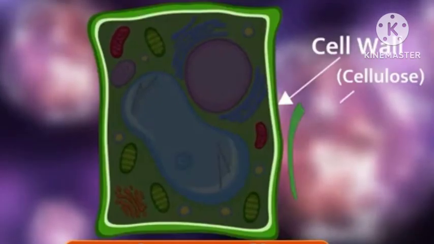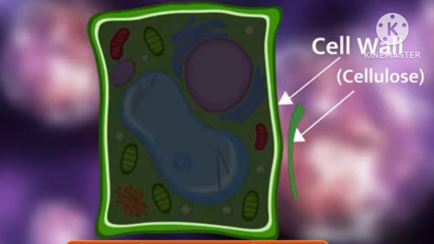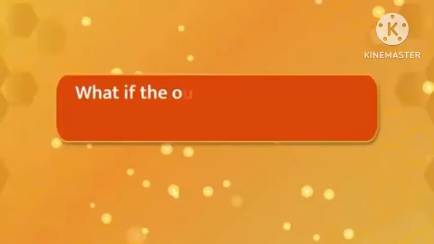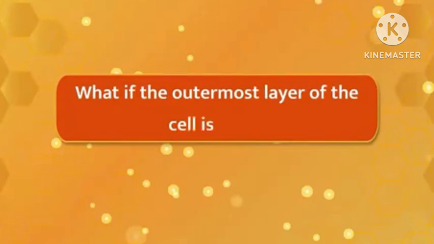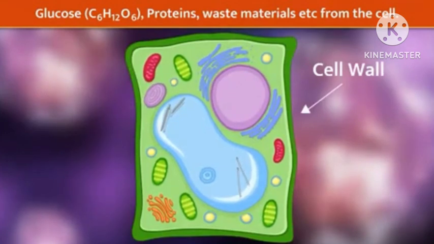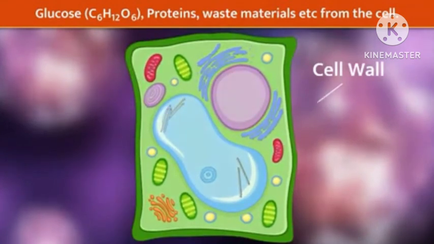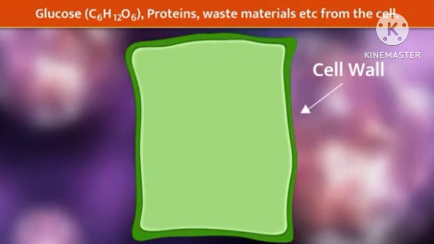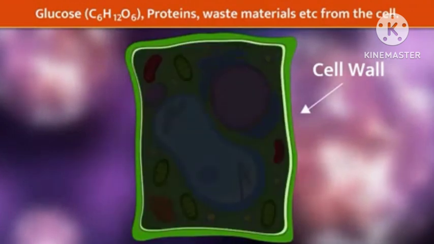Now this rigid cell wall is made up of cellulose. What is the use of this cellulose, and why is the cell wall, the outermost layer of the cell, rigid? What is the purpose of this rigidity? This cell wall allows only the movement of oxygen and carbon dioxide, whereas glucose, protein and waste materials are moved out of the cell only through this cell wall.